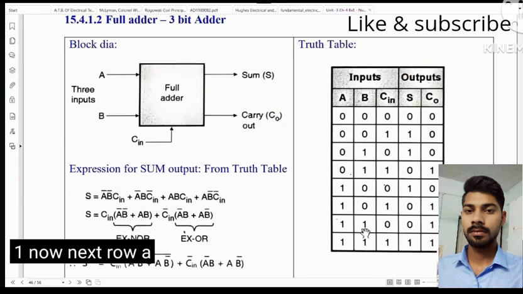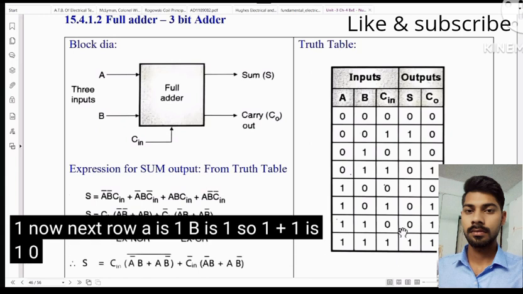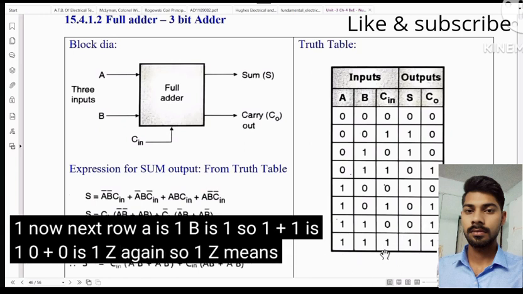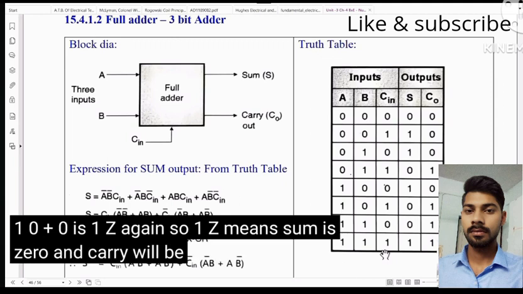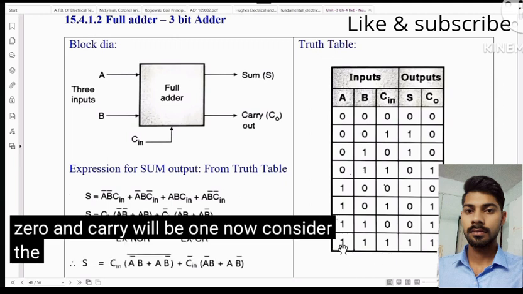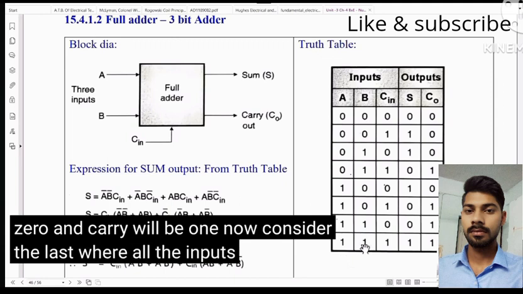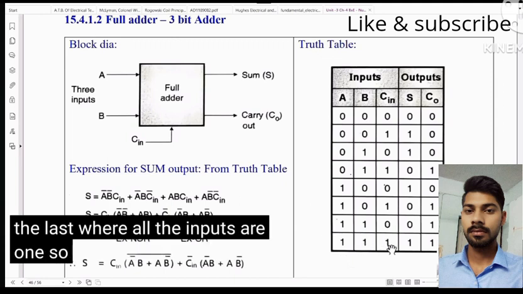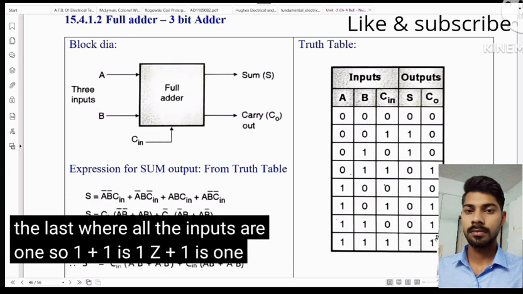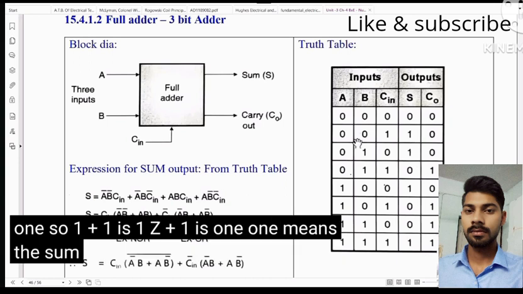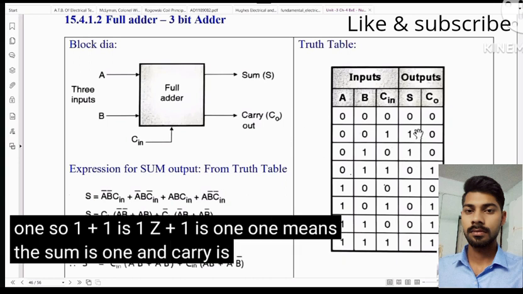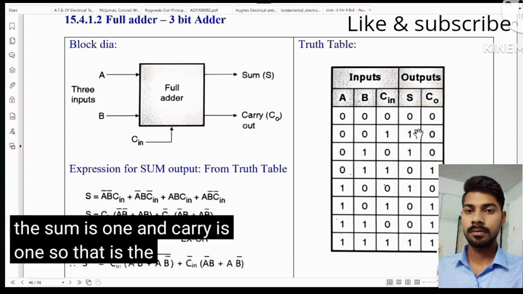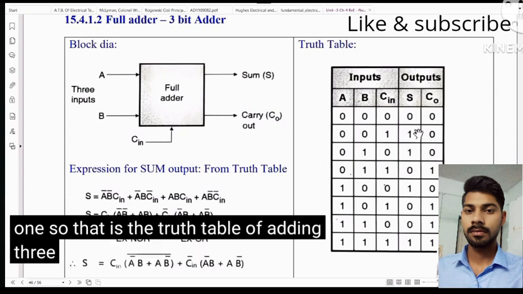Now next row, A is 1, B is 1. So 1 plus 1 is 1 0. Plus 0 is 1 0 again. So 1 0 means sum is 0 and carry will be 1. Now consider the last where all the inputs are 1. So 1 plus 1 is 1 0. Plus 1 is 1 1. Means the sum is 1 and carry is 1. So that is the truth table of adding 3 bits.